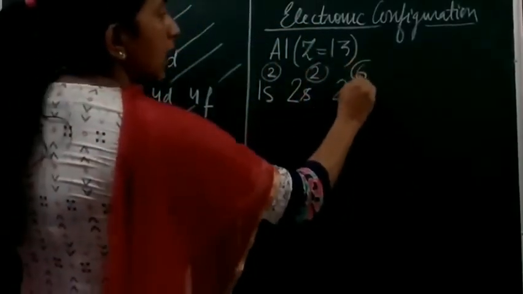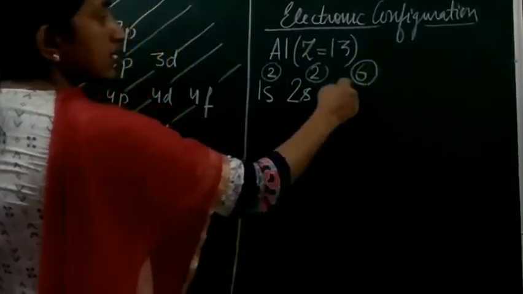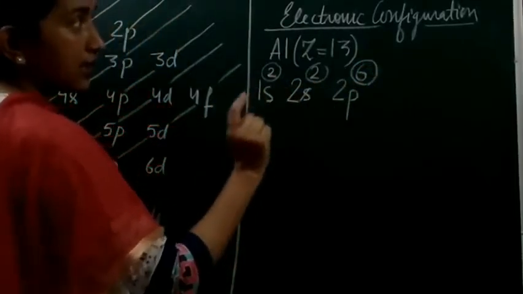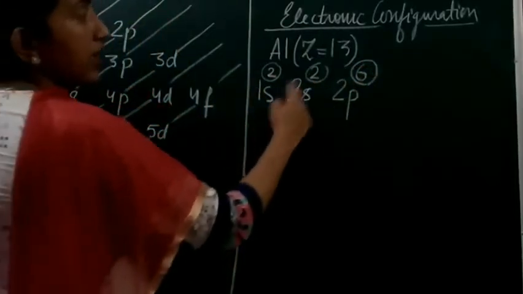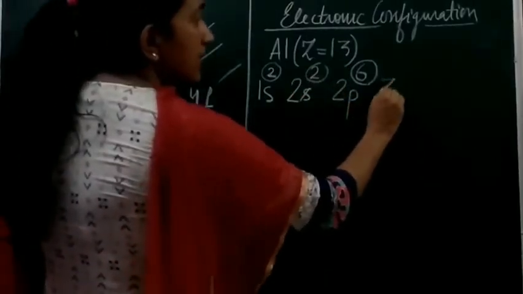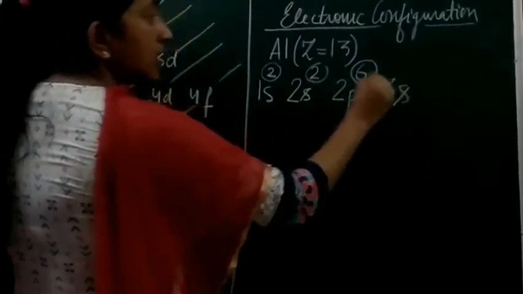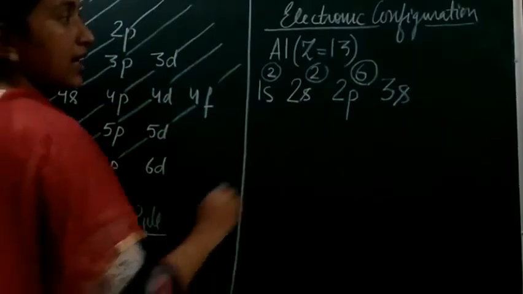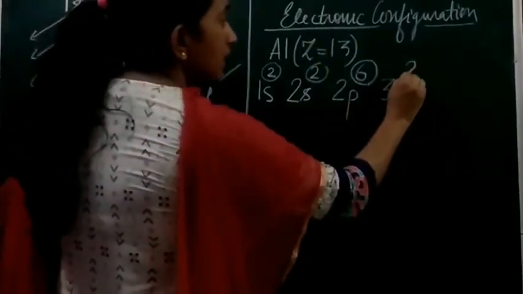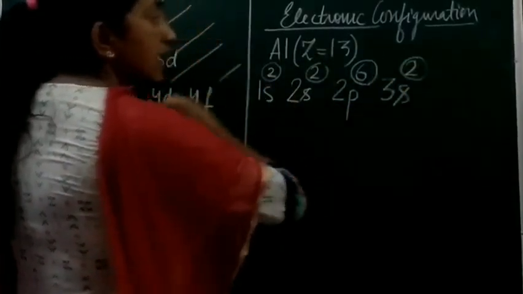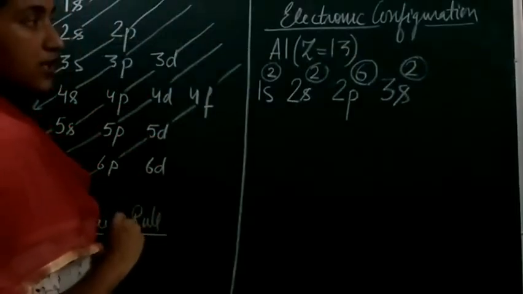So how many electrons are there now? 6, 7, 8, 9, 10. 3 less, right, to get the 13. So we'll jump to 3s, right? Here the maximum can be 2 electrons only. This is an s subshell, so it is 3s2.